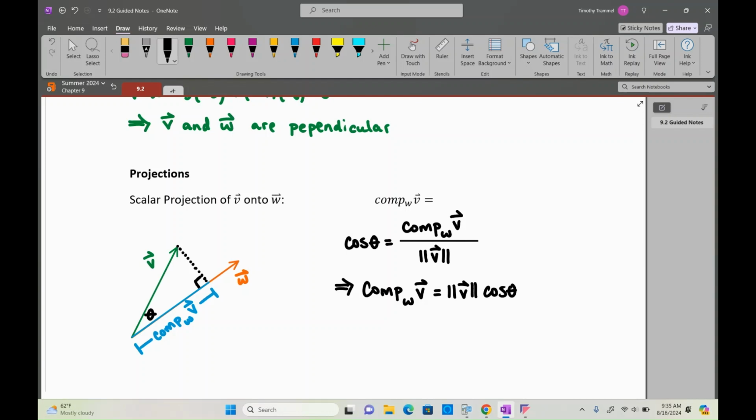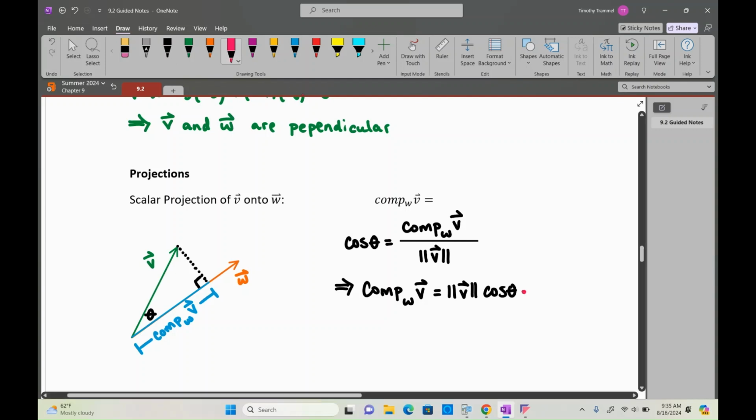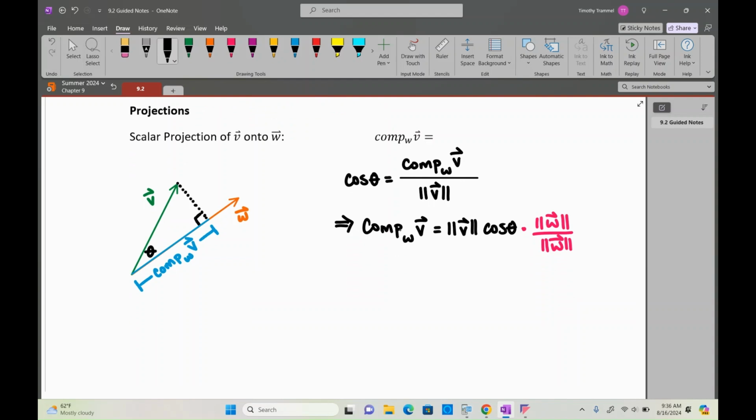Okay. For example, and it's not going to be obvious what I'm about to do here, but I'm going to multiply by something here. I'm going to multiply by the magnitude of w over the magnitude of w. So I'm just multiplying by 1 here, but this is going to end up being pretty helpful. Okay. So let's scoot this down a little more.